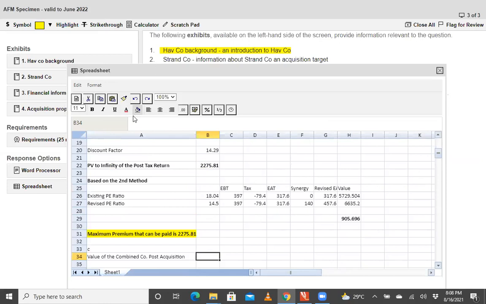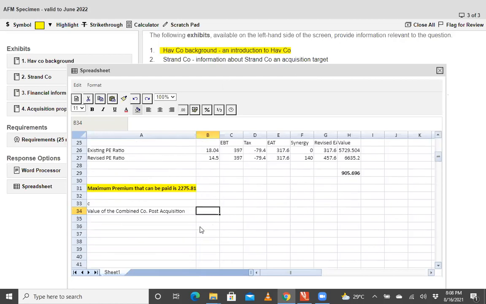Let me know when I can move. Yeah, let me know when I can move. Okay, thank you. Now let's move.